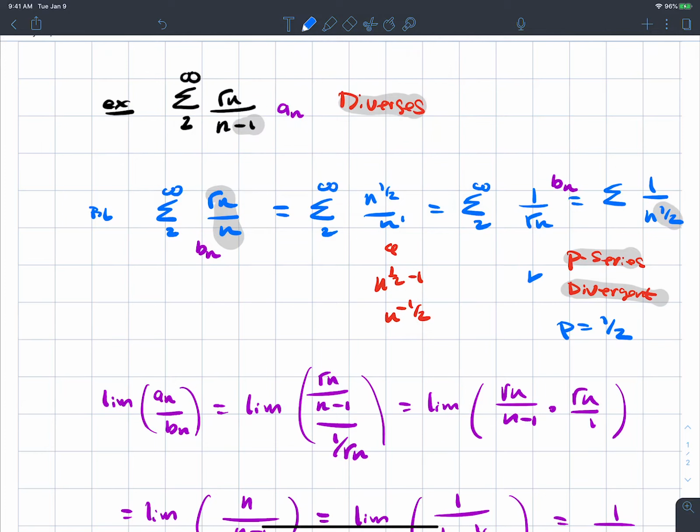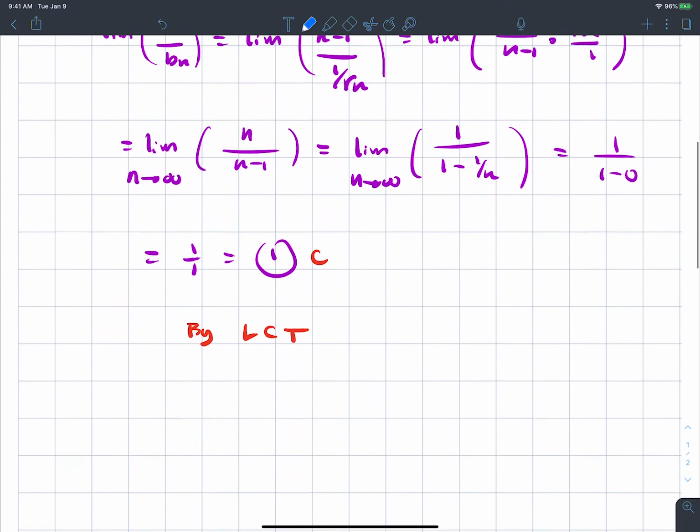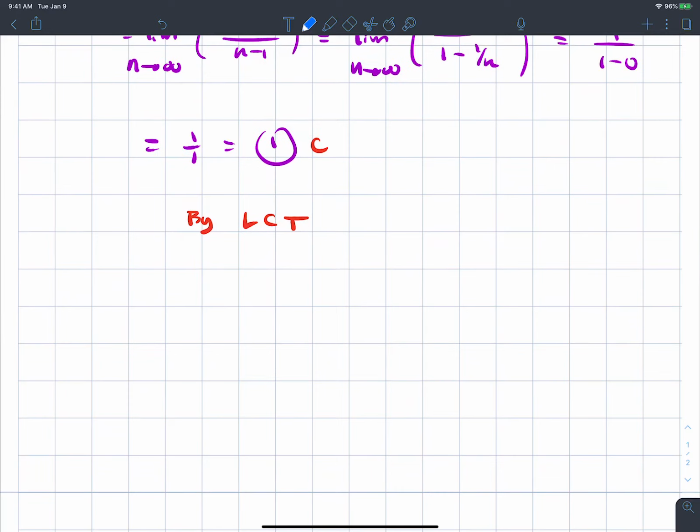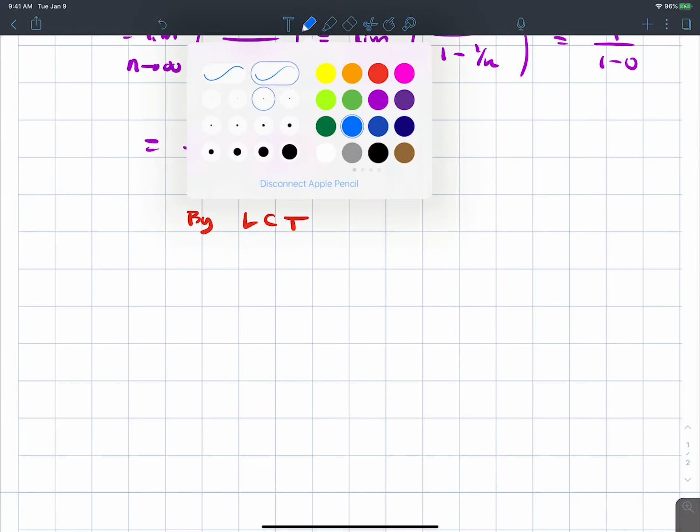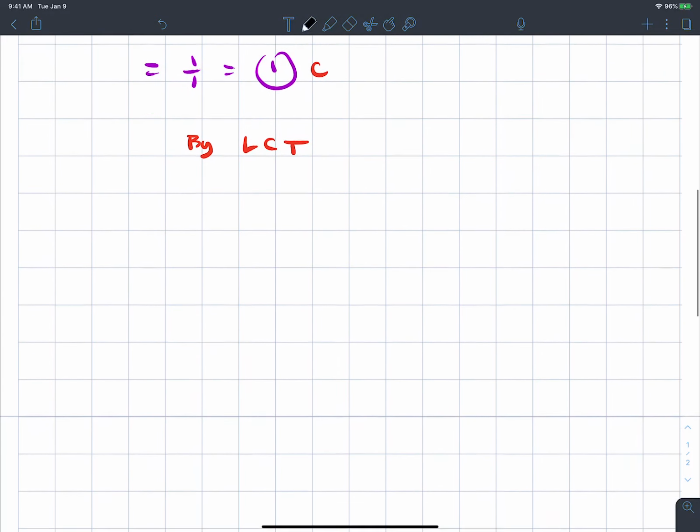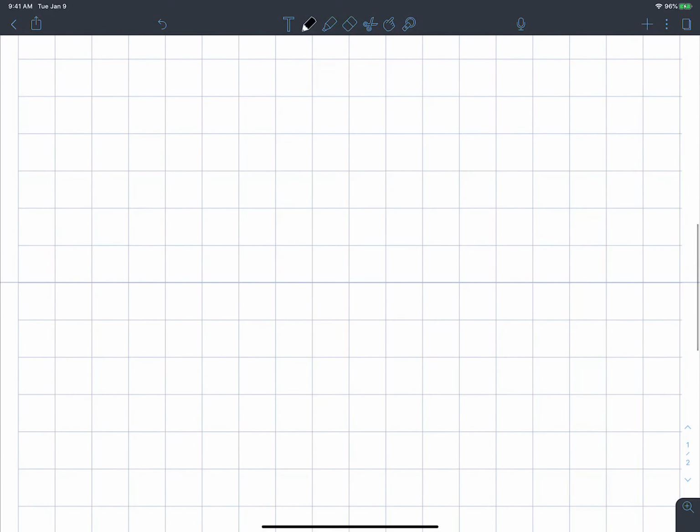If it's a convergent series, and you can show that the limit is finite, and that's an and, then they will both converge. If the comparison is a divergent series and you show that the limit is finite and positive, by the limit comparison test, they both will diverge. So that's the essence of this particular test. And we'll look at another example.